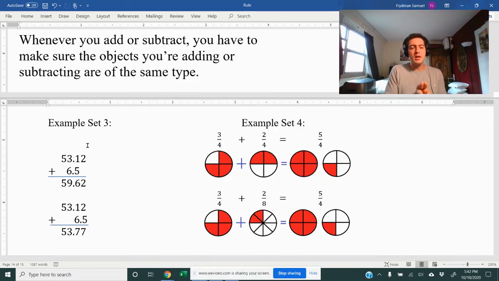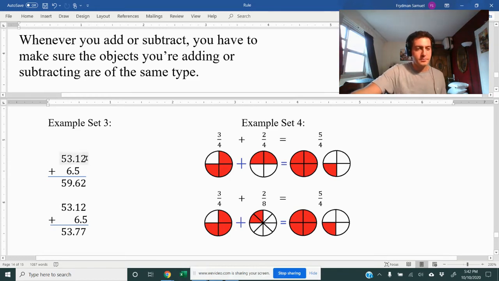Well, because it's only when you line up the decimal point that you're adding or subtracting like objects, okay? If the decimal point is not lined up, then it's just like you're trying to add apples and bananas. So let me tell you what I mean by that.